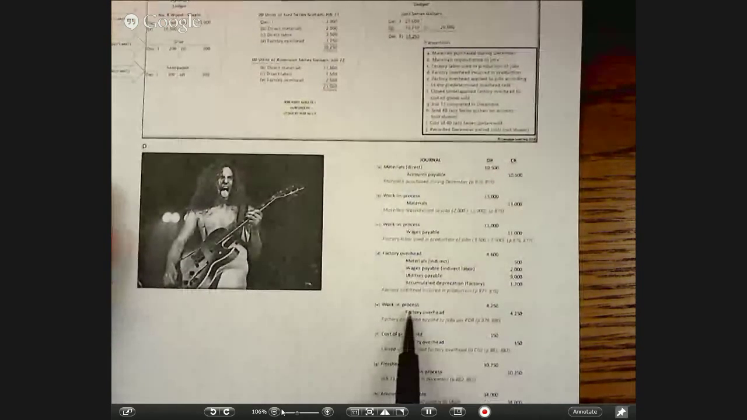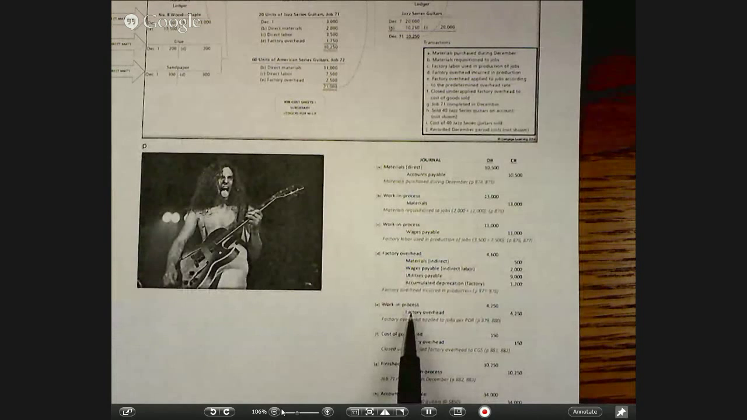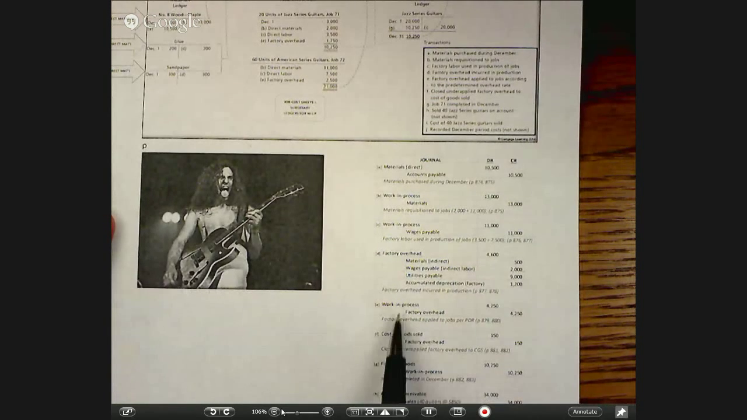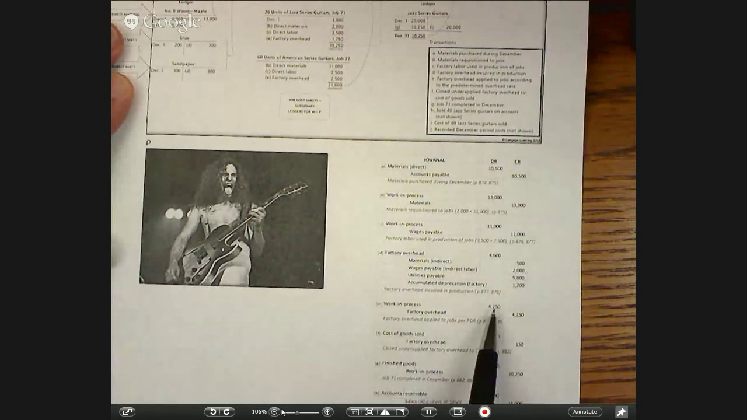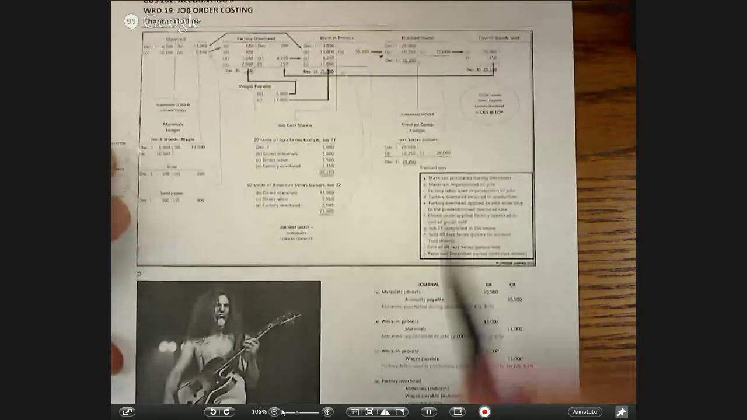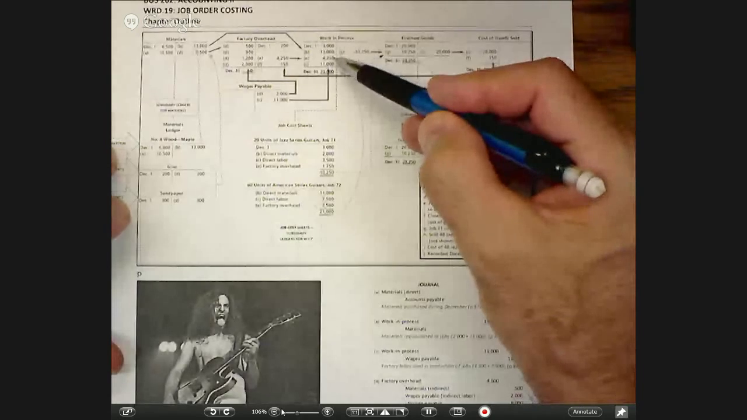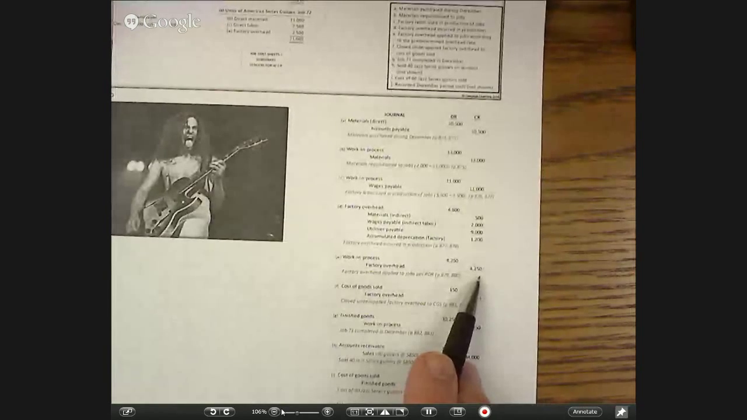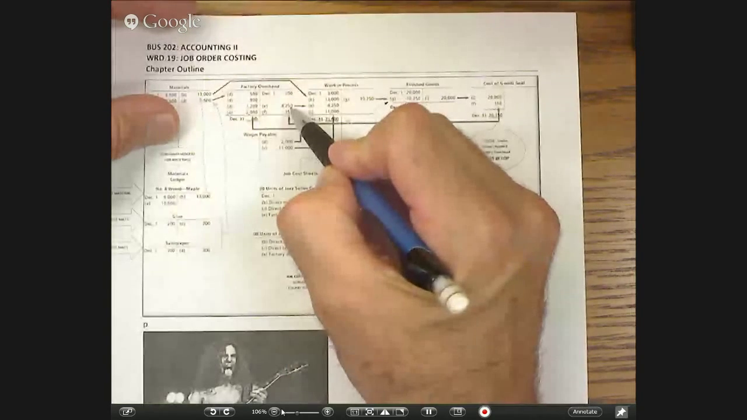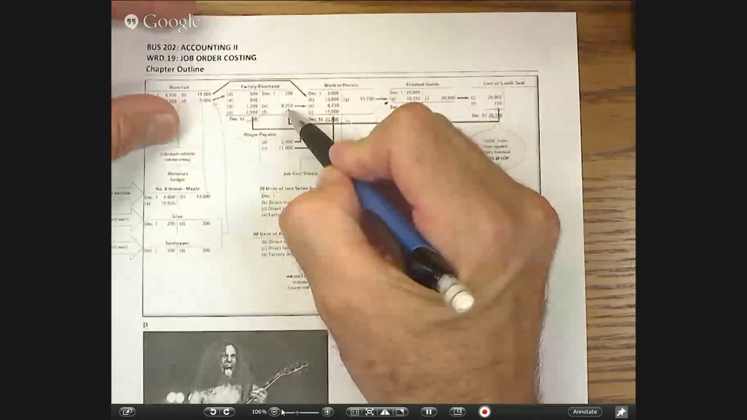Okay, so the next entry, entry E, which is on page 880 of your text, would increase the work in process account by the amount we just calculated, $4,250. Here it is right here. And also reduce the factory overhead account. And here that credit appears in the factory overhead account.